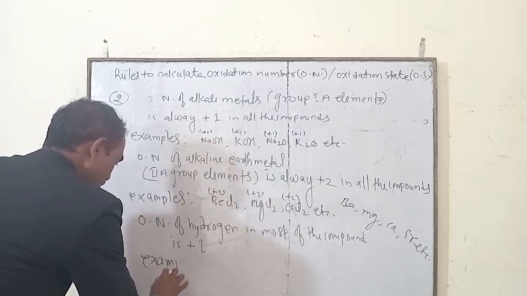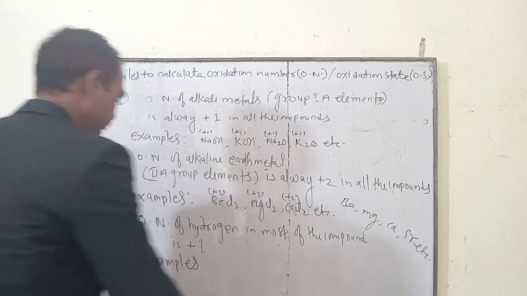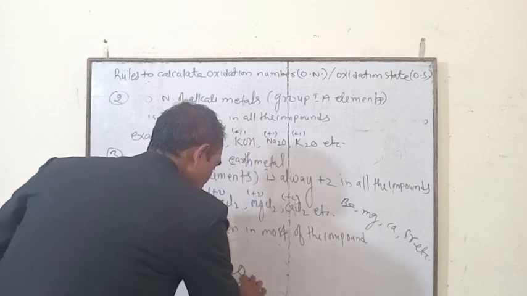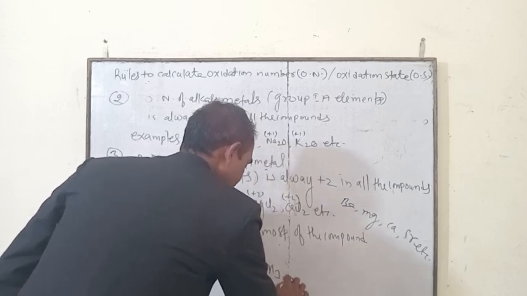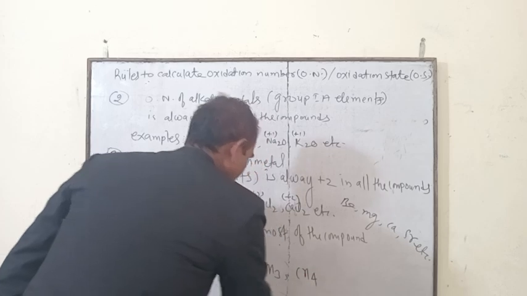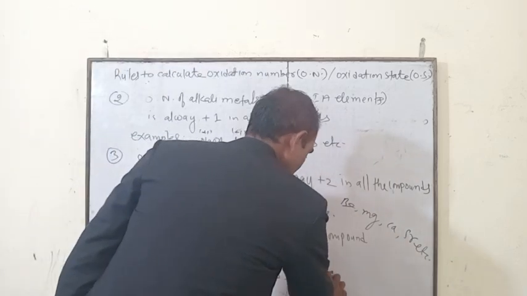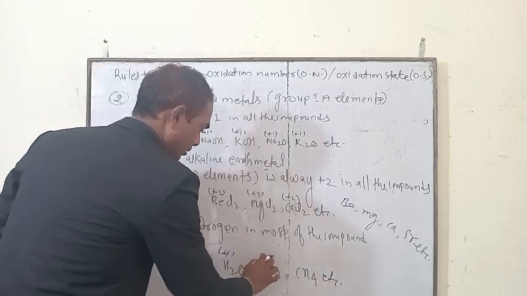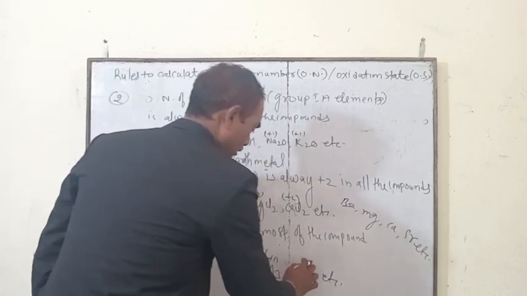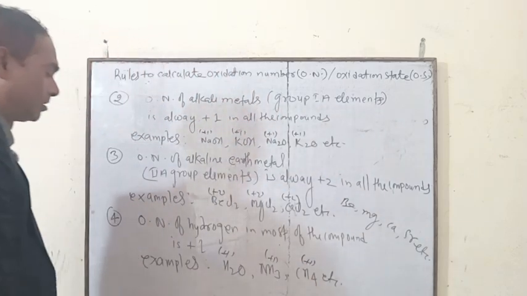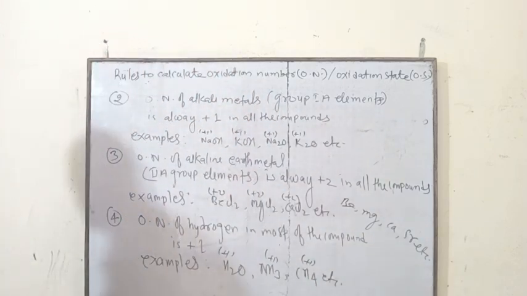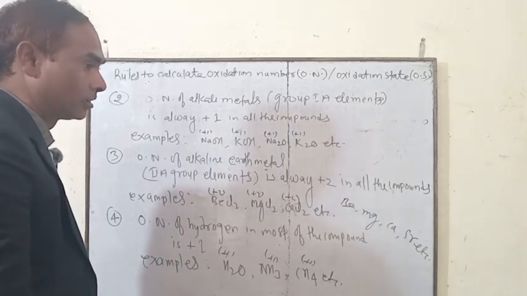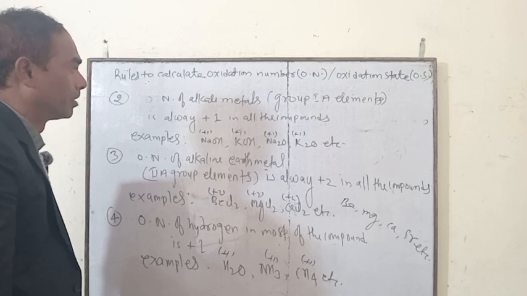Examples: H2O, NH3, CH4. In these molecules, oxidation number of hydrogen is +1. But oxidation number of hydrogen is -1 in its hydride compounds.